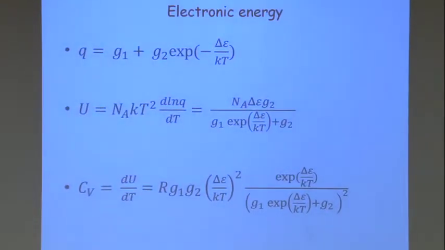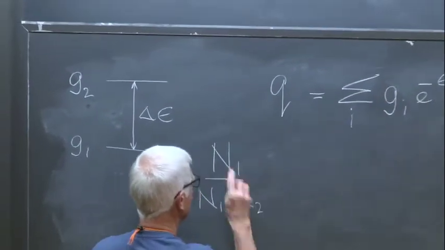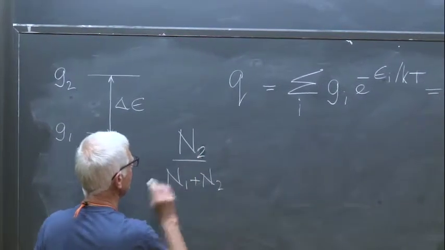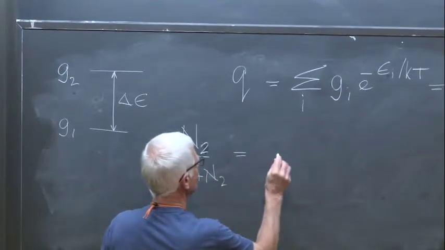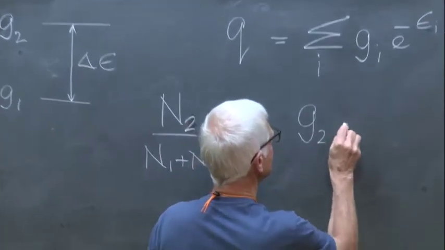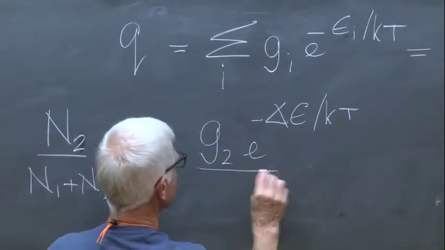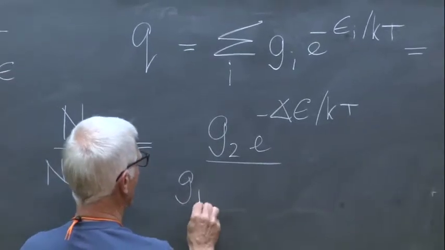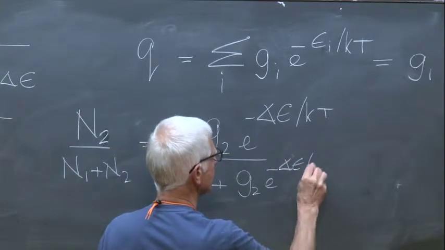So just let's work out the fraction of molecules that are in the excited state. And that's going to be given by G2 e to the minus delta E over kT divided by the partition function, G1 plus G2 e to the minus delta E over kT, like that.